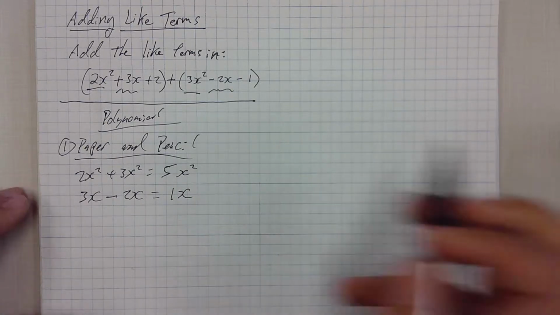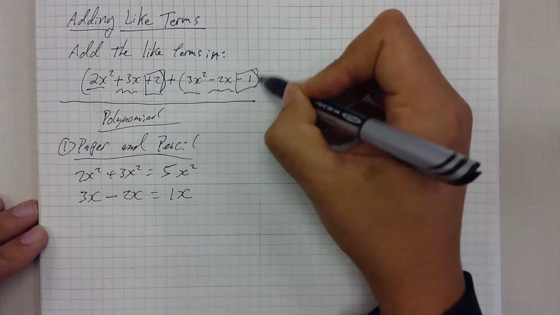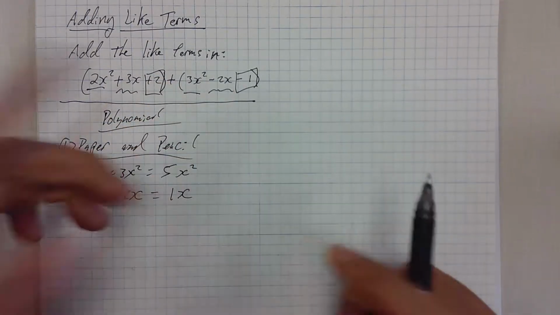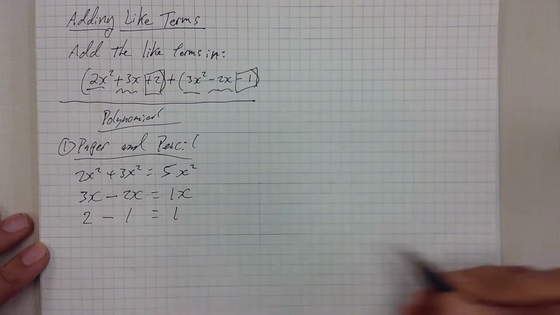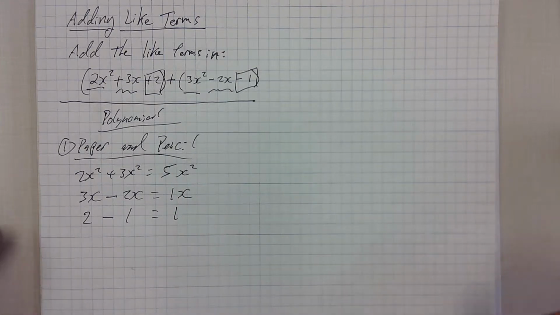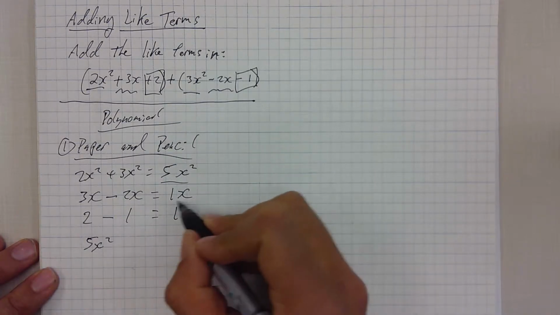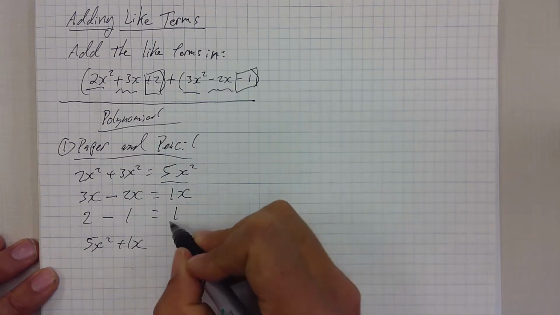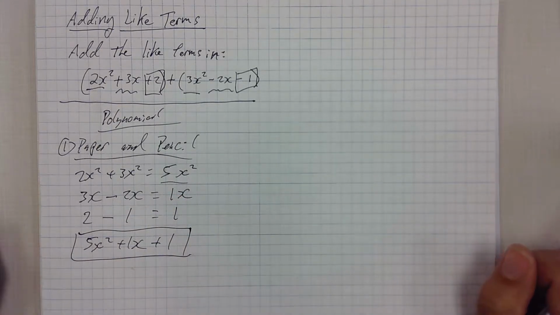The last one I'm going to look at here is my ones. So I've got 2 plus a negative 1. It's just 2 minus 1, and that just gives me 1. All right, so at the end of the day, my final answer here is 5x squareds, positive 1x, and 1. Okay, so that's my paper and pencil method for doing it.